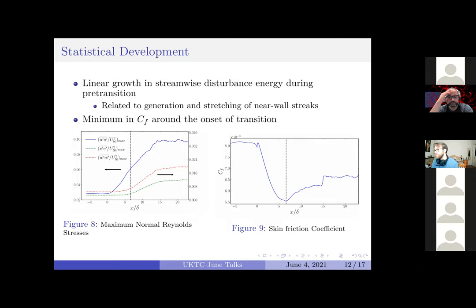On the right, again, we can see the skin friction coefficient, slightly less stretched in this one, but you can see how the actual overall shape does somewhat resemble what you may see in transition as well.